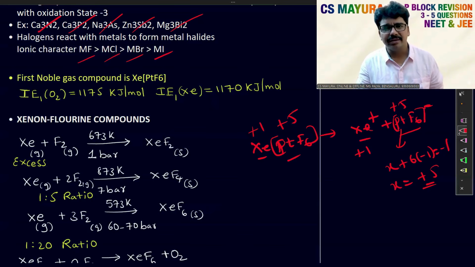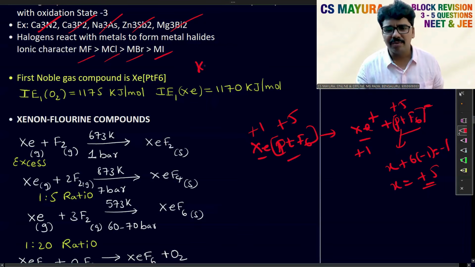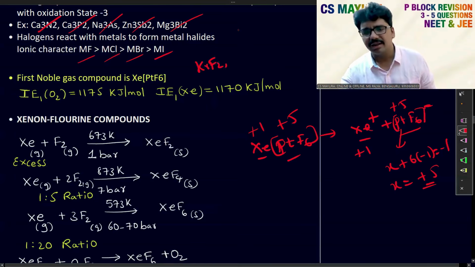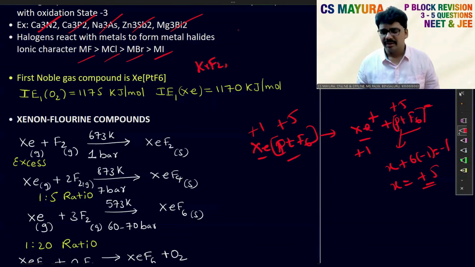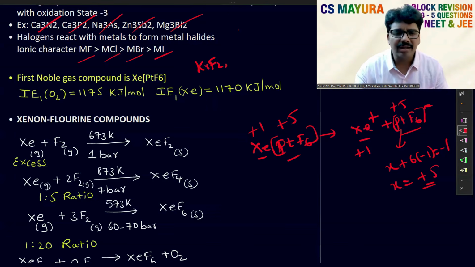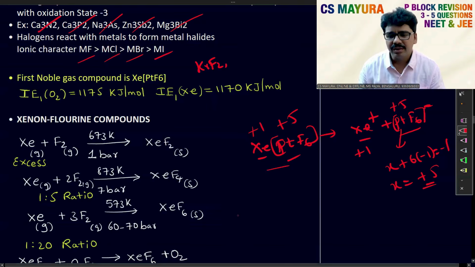Initially, they did not find any compounds, but later many compounds of xenon and krypton have also been seen. For krypton, one compound was observed, KrF2. For xenon, there are many compounds: xenon fluorides, xenon oxides, xenon oxyfluorides, right? How this particular compound was discovered, I will explain shortly. Previously, we didn't have any inert gas compound. Many people tried and failed.